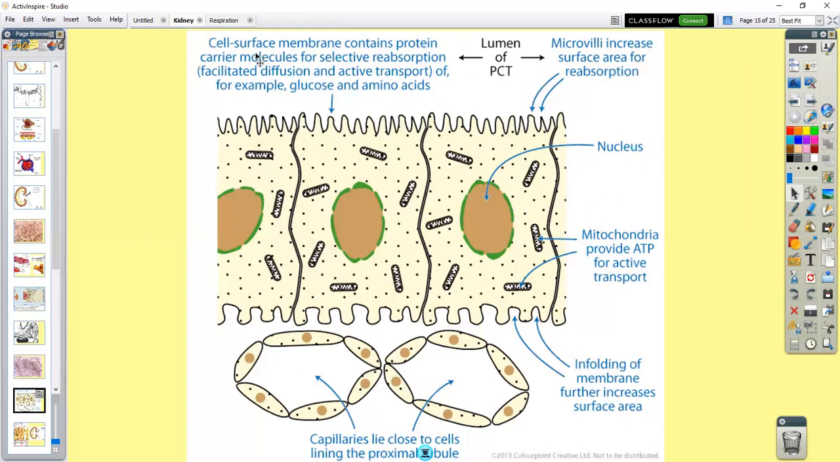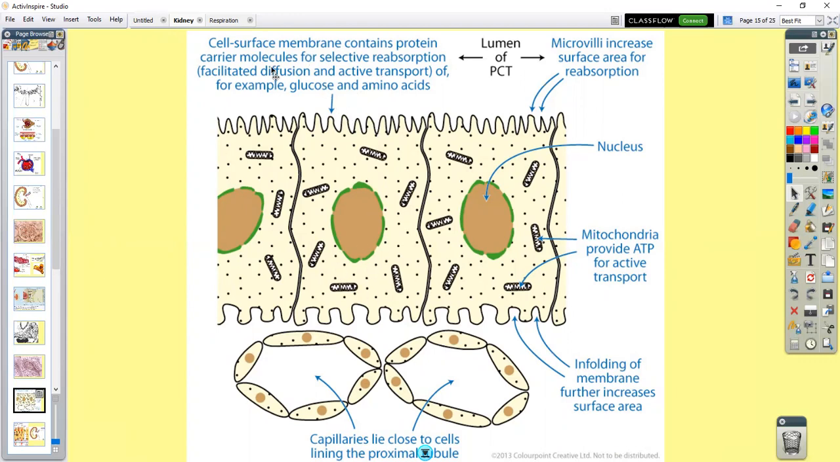This is the lumen, where the filtrate will pass down through. Within the cells of this proximal convoluted tubule, we have large amounts of mitochondria, and that, as you can see there, provides ATP for active transport. At the bottom of these cells, beside where you would have your blood capillaries, you have infoldings, and again that increases the surface area, which makes it easier for diffusion to occur. There are also proteins within the membrane here, which help with facilitated diffusion and active transport as well.